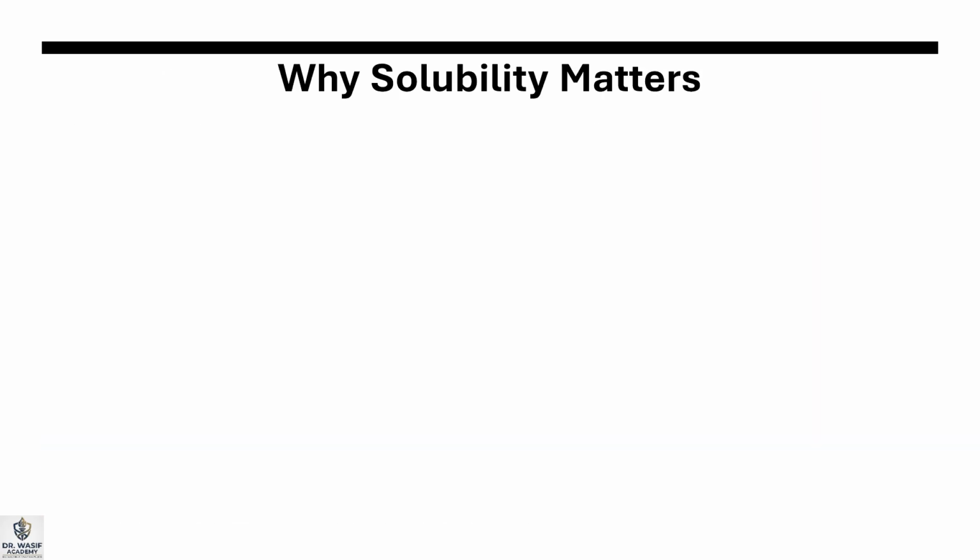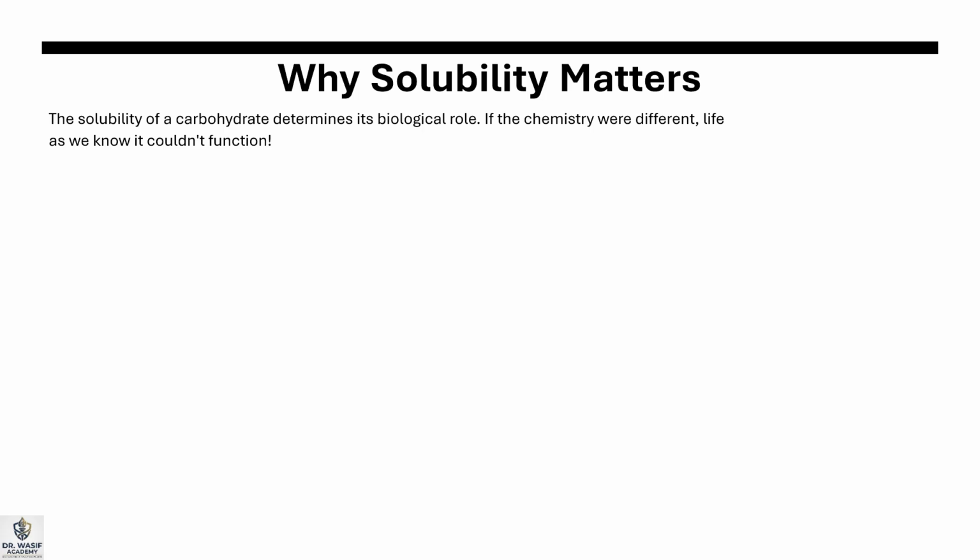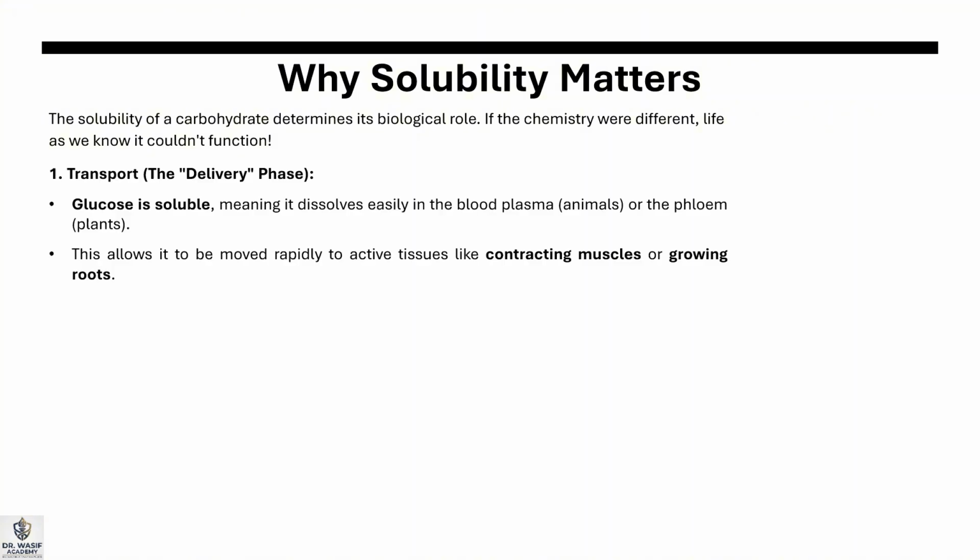By now, you might be wondering, why does the solubility of a carbohydrate matter so much? It is because the chemistry determines the biological role. If these properties were different, life simply could not function.